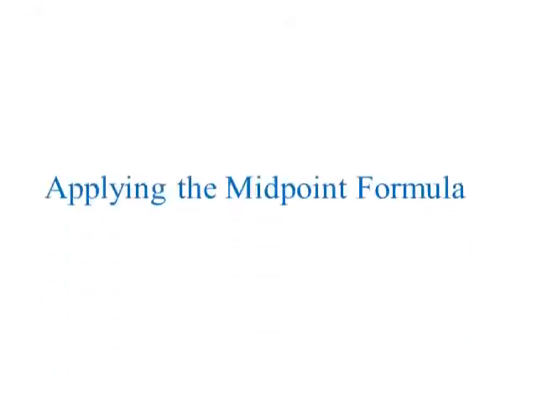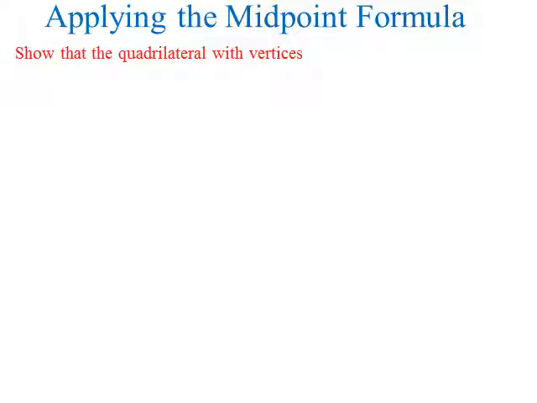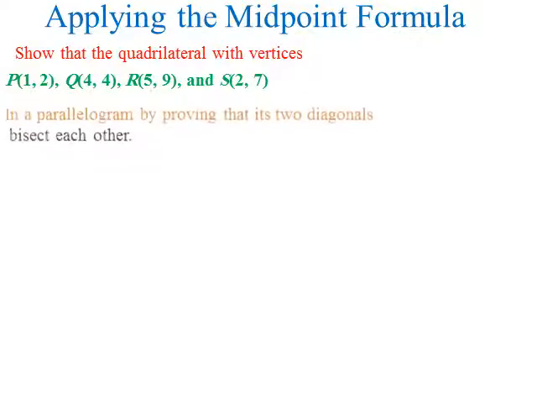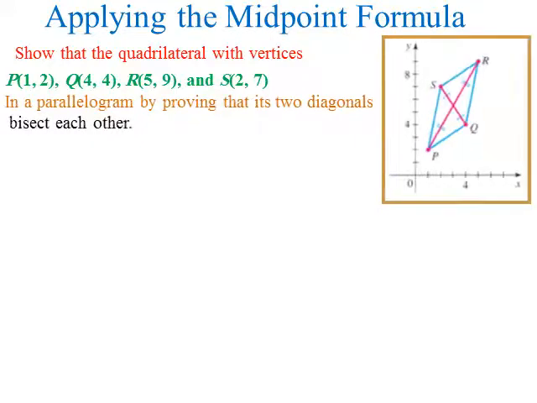Applying the midpoint rule, we need to prove that the quad is a parallelogram. I have here the 4 vertices: P(1, 2), Q(4, 4), R(5, 9), S(2, 7). How to prove that the quad is a parallelogram? We know that in a parallelogram the diagonals bisect each other. What does it mean? It means the midpoint of the first diagonal will be the same point as the midpoint of the second diagonal. That means the midpoint of PR will be equal to the midpoint of SQ.